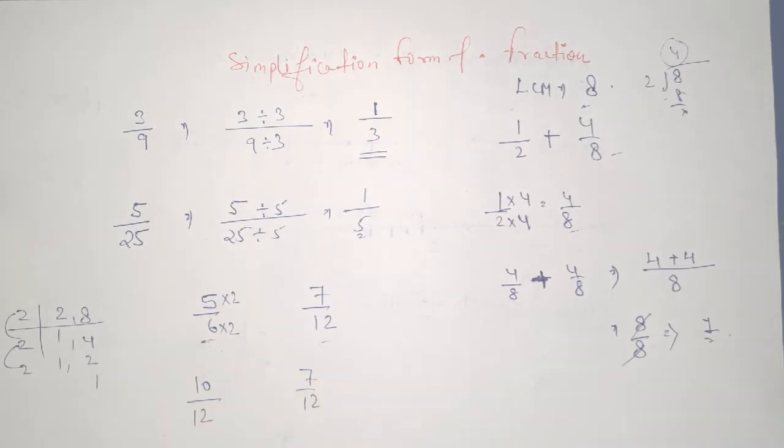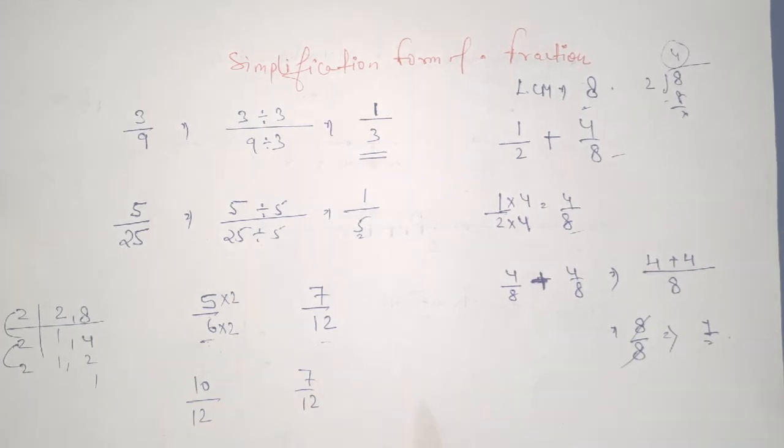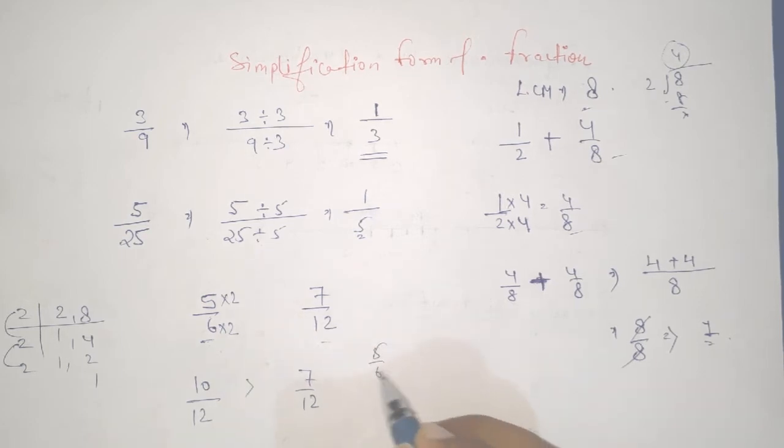Now you can easily see which one is greater and which one is smaller, right students? Is that clear? That means this one is greater and this one is smaller. So 5 by 6 is greater than 7 by 12.